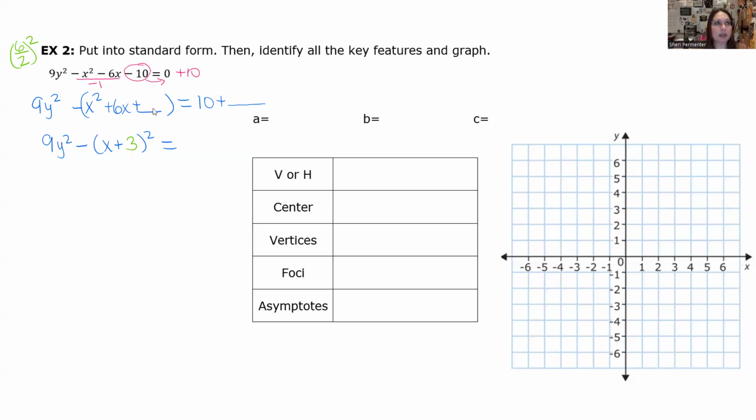3 squared is 9. Okay, here's where it's tricky. I am not adding just 9. I'm adding 9 times -1 because out here is a -1. When you do hyperbolas, you have to remember that part. So it's not 10 plus 9, it's actually 10 minus 9. So what do you get over there? 1, which is nice because we want it to equal 1, so that's actually pretty good.